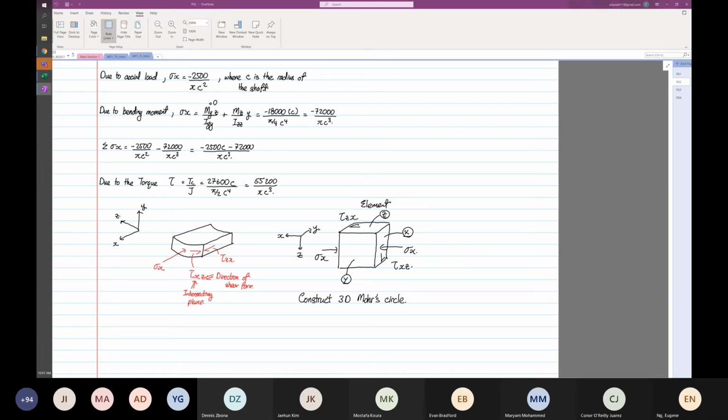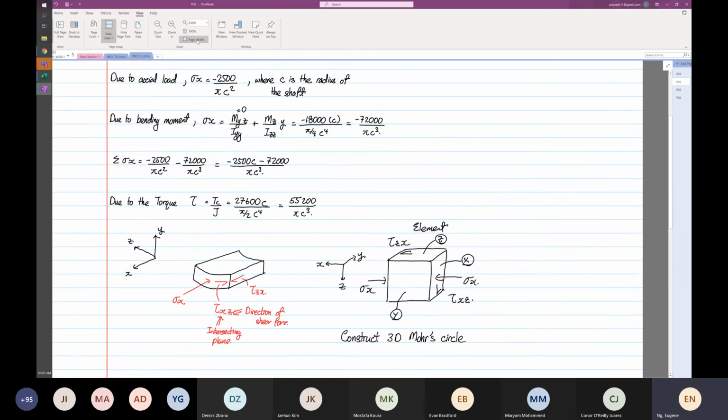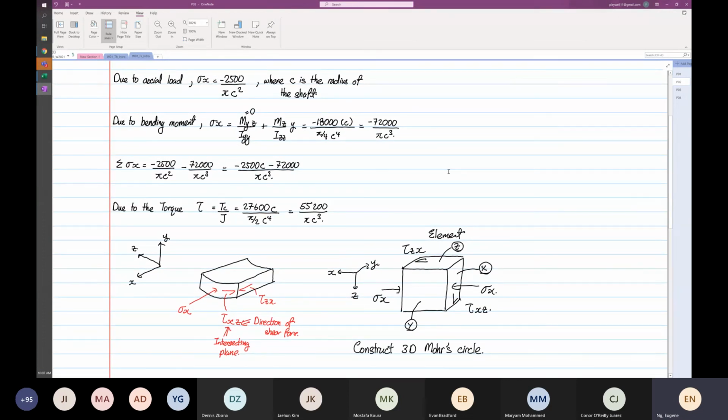Can anyone tell me why we are going into Mohr's circle? Anyone? We want to find the maximum stresses possible on the elements. You are partly right. I'm not saying that you're wrong. It's not the maximum stress we're trying to find, it's the principal stress that we have to identify. But before that, let's construct Mohr's circle now.